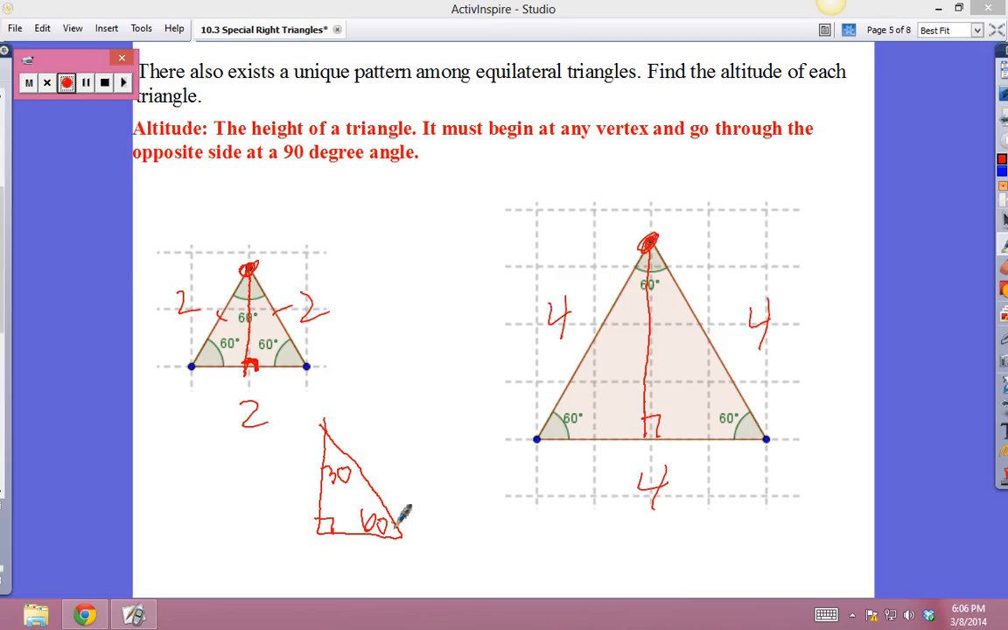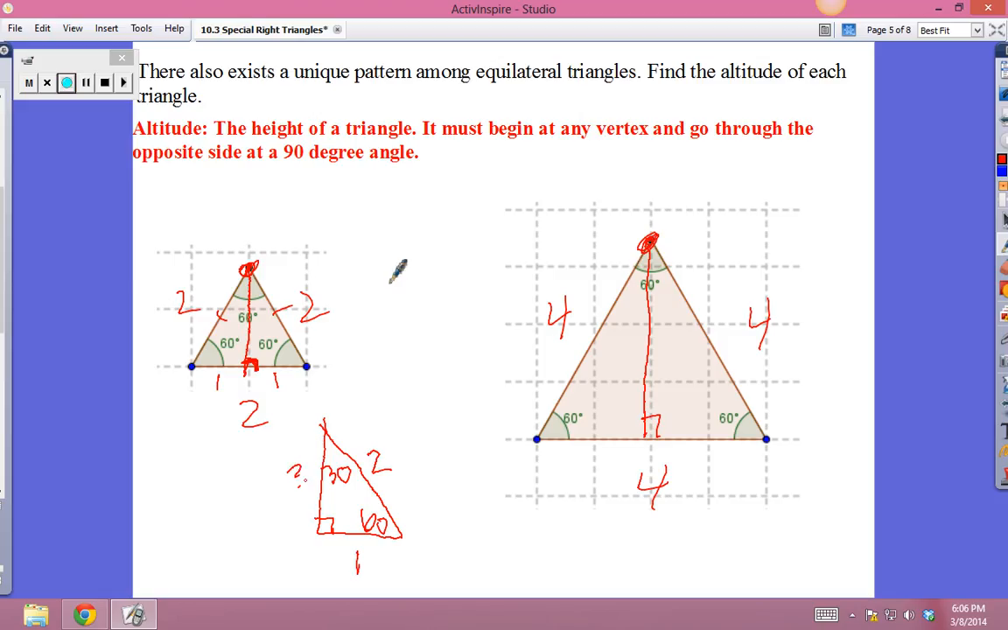So 30, 60, 90 is the second type of triangle that you got to recognize, and we can do a lot of work on it without any calculations if you just find the pattern and memorize it. So the hypotenuse is 2. This leg is going to be 1, because this is going to be cut in half. That piece is going to be 1, that piece is going to be 1. And the question is, how tall is it?